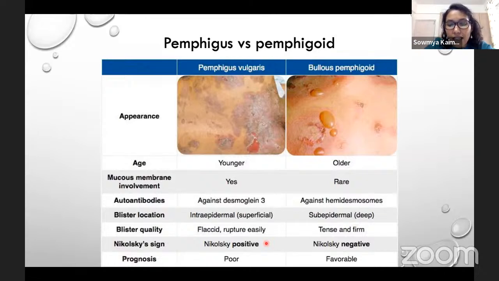When you apply tangential pressure either at the edge of the lesion or on a bony prominence, the skin can shear off. And this will not happen in the pemphigoid group of diseases because there is no problem with intercellular cohesion in bullous pemphigoid. So generally, pemphigus vulgaris tends to be a more severe disease with a poorer prognosis, whereas bullous pemphigoid can go on for years and patients can continue to live a normal life because it tends to be a milder disease with a tendency to heal on its own even without treatment.